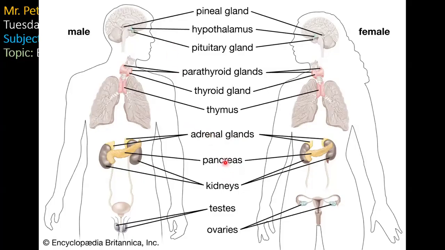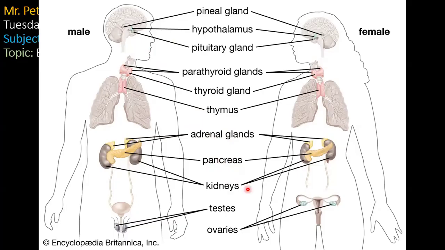Then you have the pancreas. Do y'all know what hormones the pancreas produces? Insulin, very good. Insulin, and what else? And glucagon. Glucagon, very good. And then you have what else?